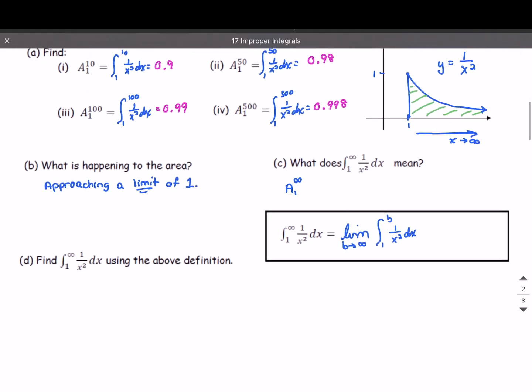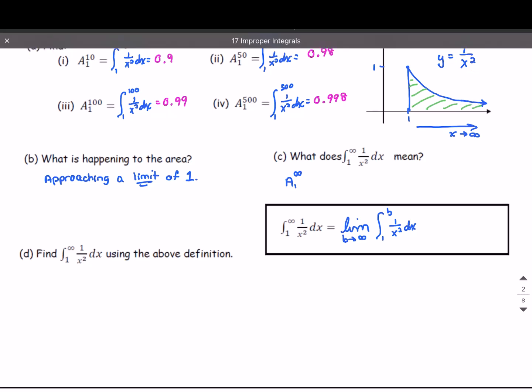So let's take a look. Now, geometrically, using our calculator, we think the area is approaching 1. Let's see if we can now analytically work that out. We would take the integral from 1 to infinity of 1 over x squared dx, and that's going to become the limit as b heads to infinity of the integral from 1 to b of 1 over x squared dx.